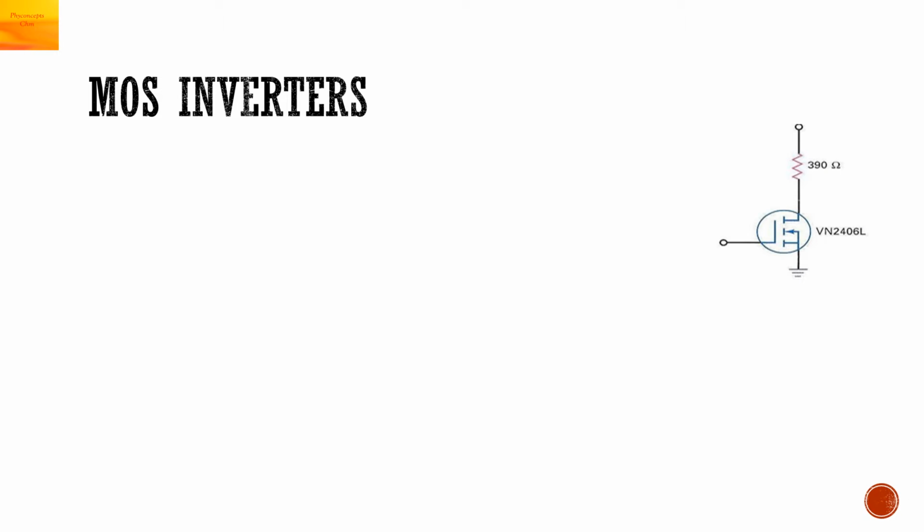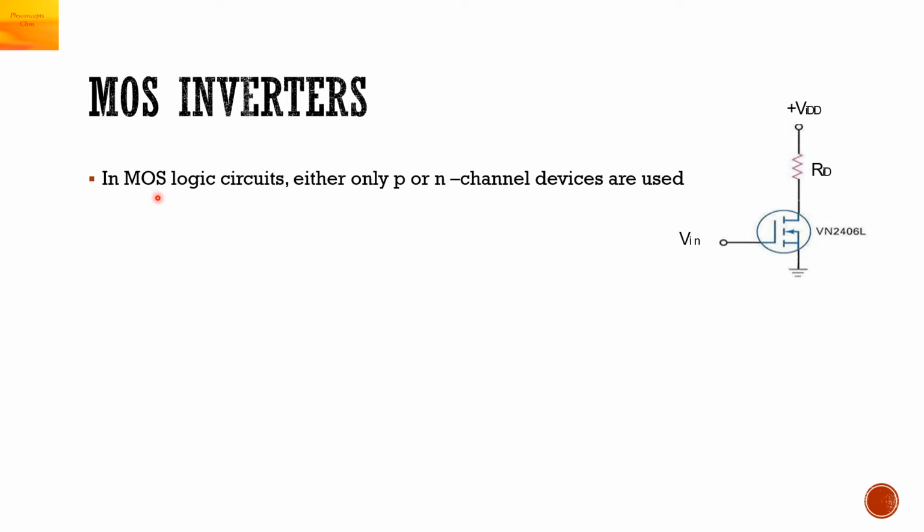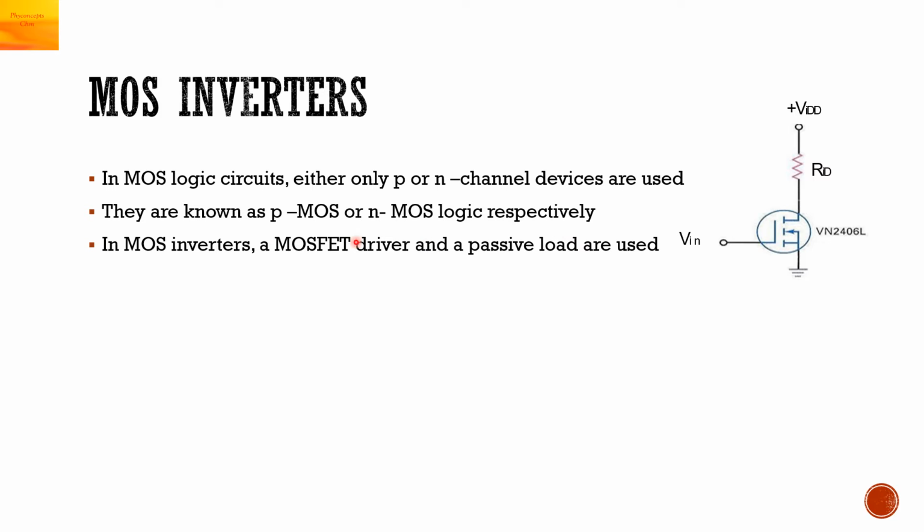MOS inverters. In MOS logic circuits, either only P-channel or N-channel devices are used. They are known as PMOS or NMOS logic respectively. In MOS inverters, a MOSFET driver, that is this, and a passive load, that is this resistor, are used.